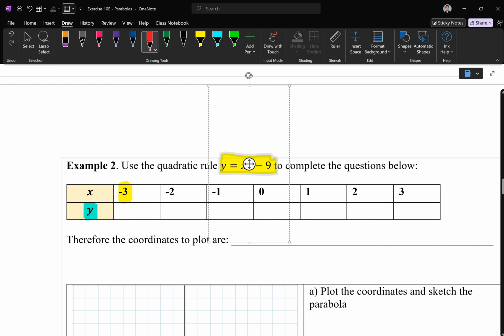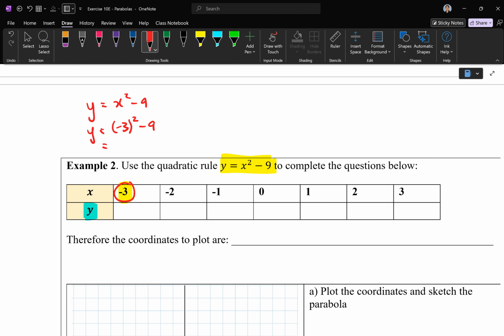You say, well, okay, here's my rule. Y equals to x squared minus 9. If x is negative 3, I'm going to sub it in to find out what y is. So y is equal to, now let's work it out, negative 3 squared minus 9. What's negative 3 squared? Squared means times itself. So negative 3 times negative 3. Emma? 9. So then you have 9 minus 9, which gives you 0. Very good. So the 0 answer goes here. This is 0. Let's do it for the next one.